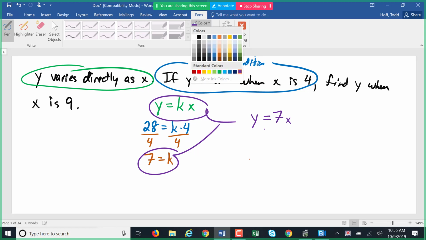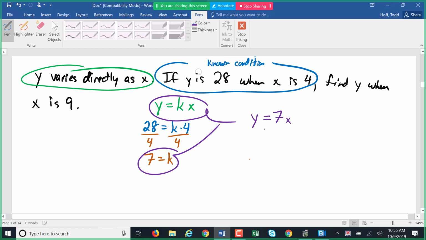And now we have the question being asked, or trying to extend it to another value. Find y when x is 9. Well, now I can just put 9 into that equation for x. 7 times 9 gives me that y is 63. Well, that's pretty straightforward, and it doesn't always stay that simple and clear.